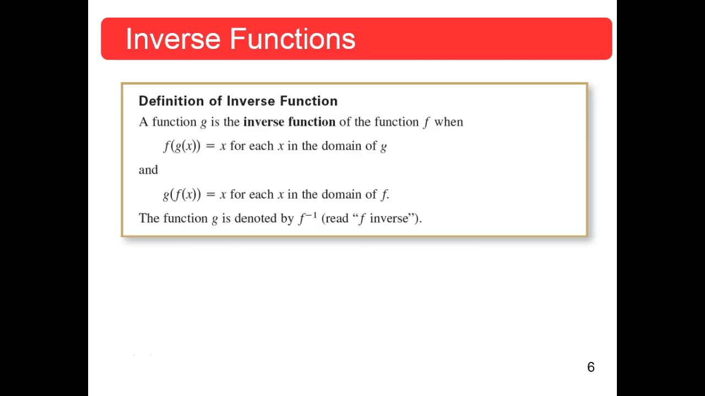So here's the definition of inverse function. Function g is the inverse function of the function f when f of g of x is equal to x for every x in the domain of g. And at the same time, g of f of x is equal to x as well for every x that's in the domain of f. The function g is denoted by f inverse, the inverse function, f inverse.